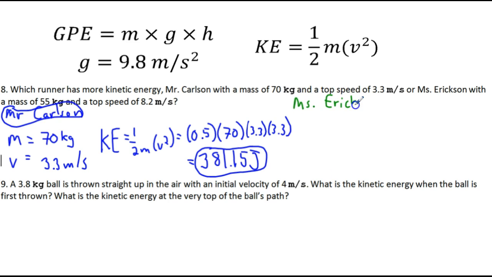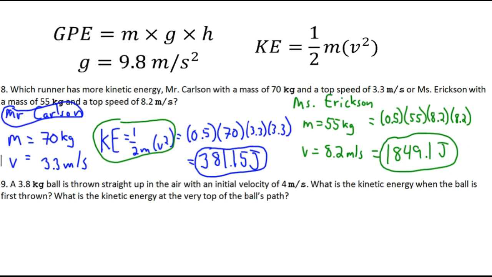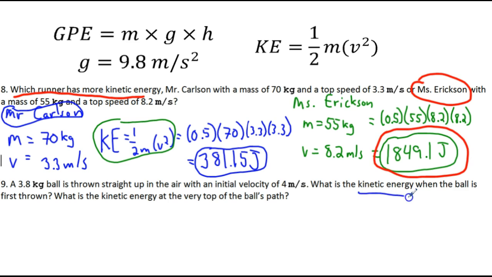Hers, however, she has less mass than I do, but is running significantly faster. So let's see how that works out. Same equation as before. This one is going to work out to be 1,849.1 joules. So to answer the question, who has more kinetic energy? It is Miss Erickson by a long shot. That velocity squaring makes a huge difference.